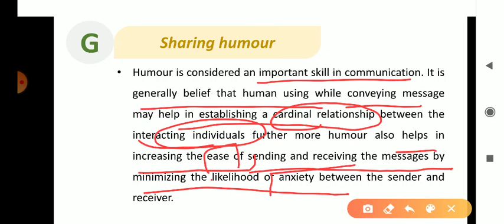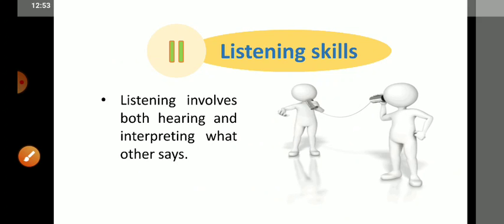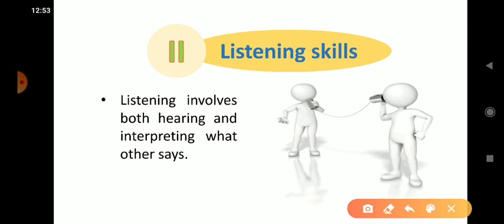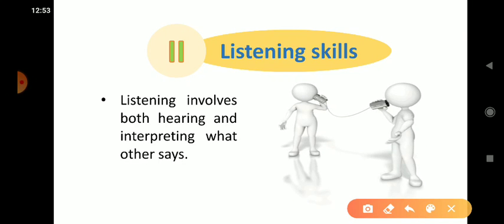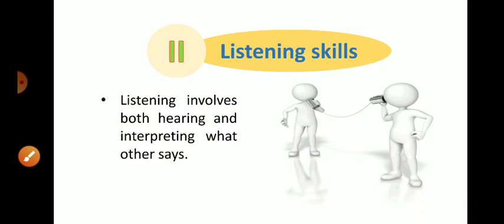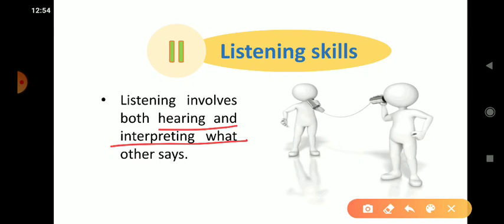Next, listening skills. Till now we have discussed the conversational skills, which were focusing, paraphrasing, sharing information, providing information, asking relevant questions, clarifying and summarizing, and sharing humor. These are all the conversational skills. Next we are going to see the listening skills. Listening involves both hearing and interpreting what others say. It involves not only hearing but also interpretation of what the other wants to say and what the other says. There are some sub-classifications of what is involved under the listening skills.